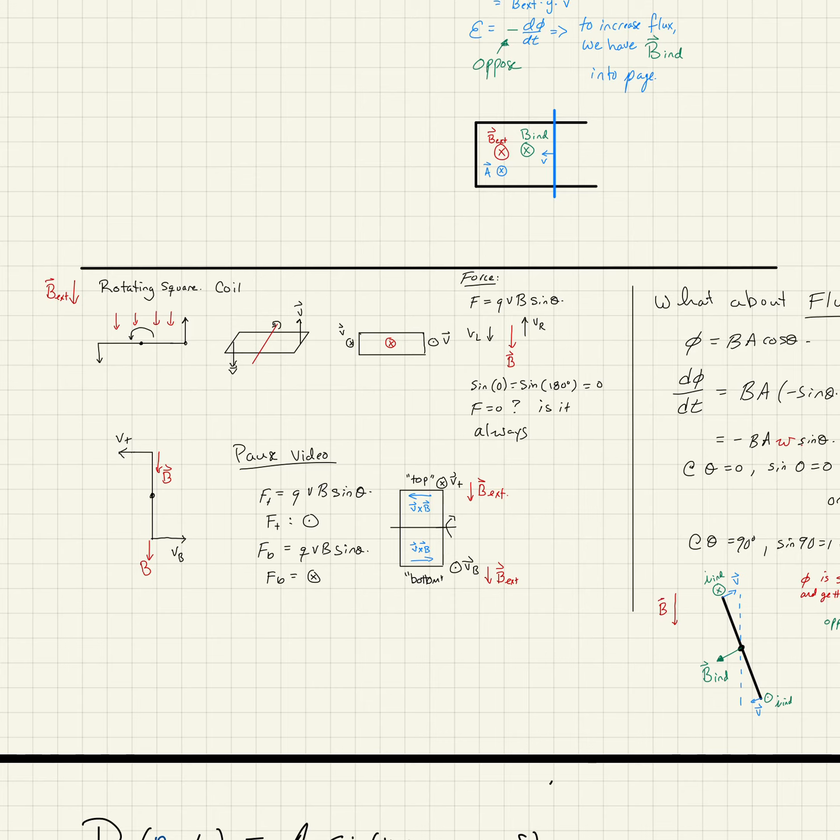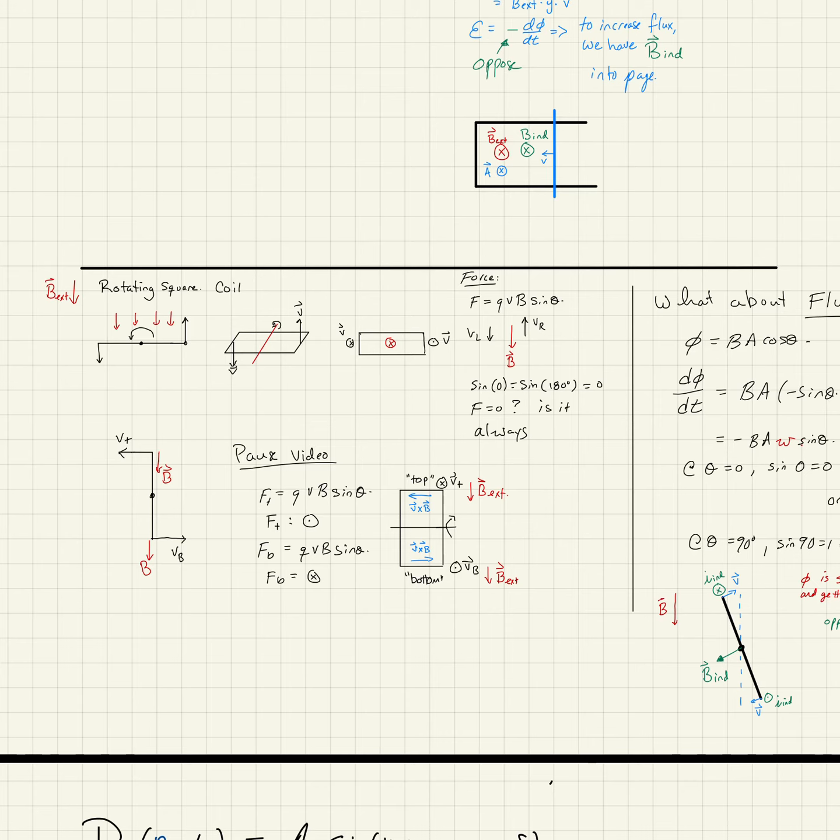If I think about it from a QVB perspective, well, here I get kind of this weird thing. I've got the magnetic field going down, and on the right-hand side, my velocity is going up. Well, the force is QVB sine theta. What's theta? Theta is 180 degrees. Sine of 180, as you know, is 0. So I have no force here. So in that case, it would seem that I don't have any current right now.